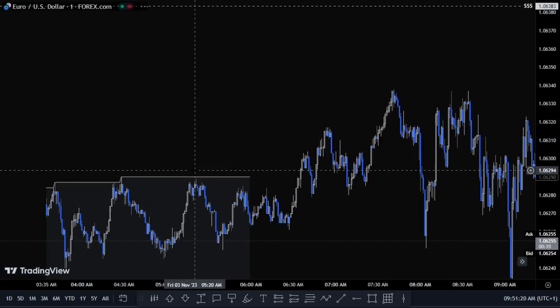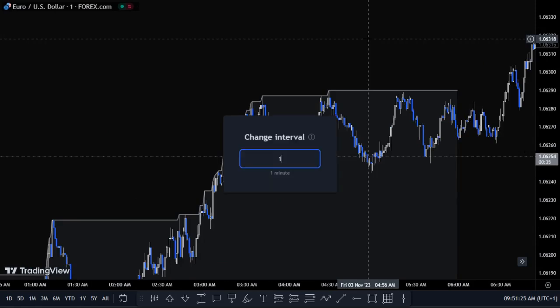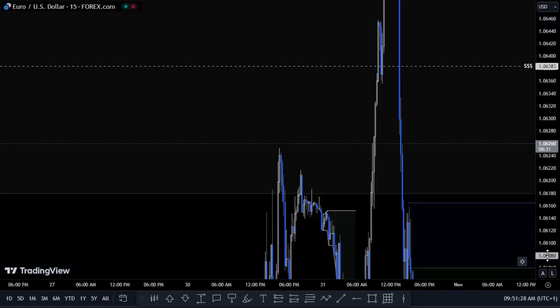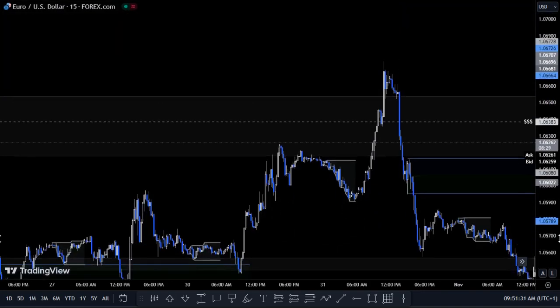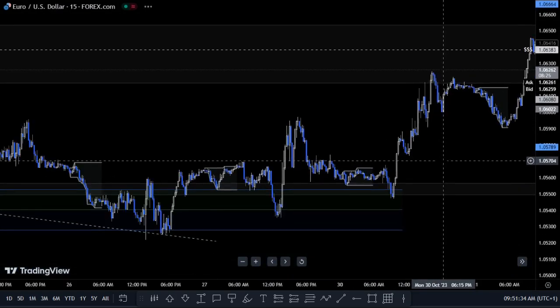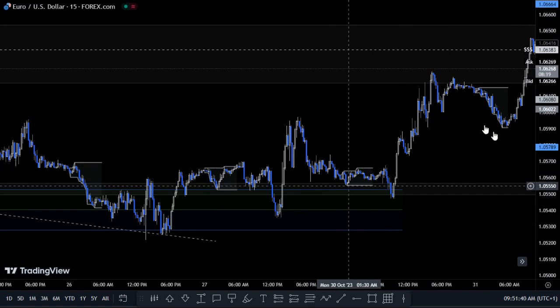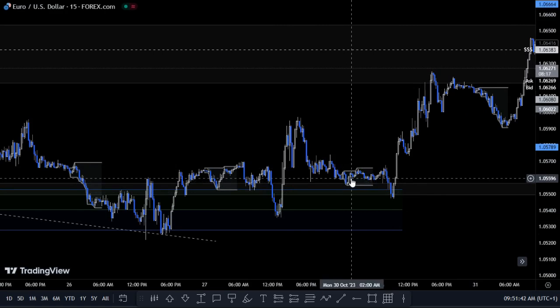So this is my Asia range. Let's go over to the 15 minutes. Okay, let's use the price action from here as an example. So this is the 130. This is 23rd of October.